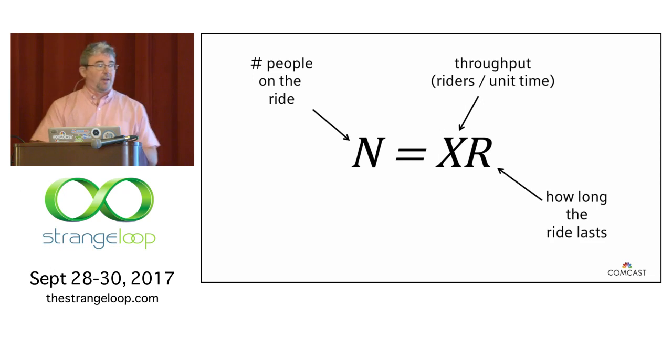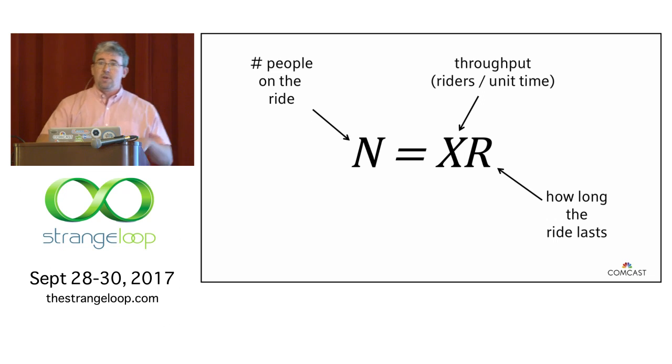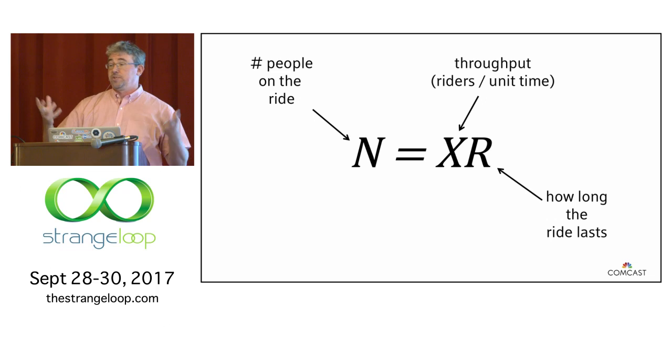And then R is how long the ride lasts, okay? Pretty straightforward. So now, of course, some of us may operate amusement park rides. I'm not sure, but when we're looking at computer systems, the question is, so what is the equivalent of this? What are the equivalent of the flying elephants here?